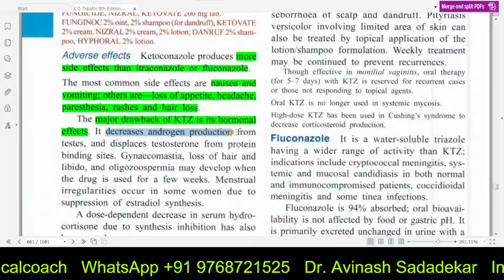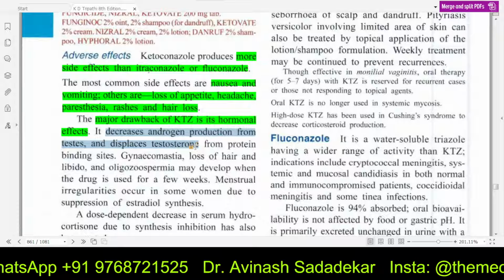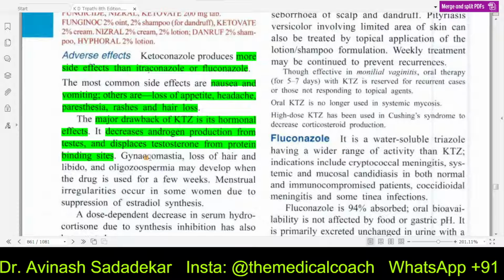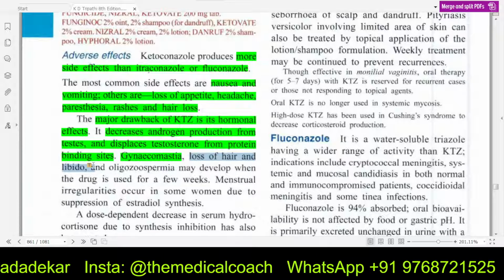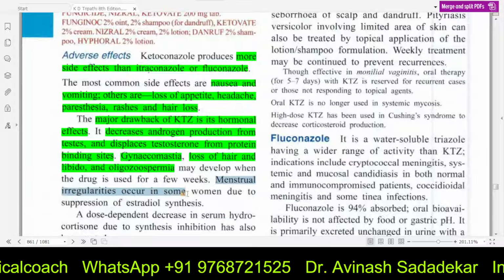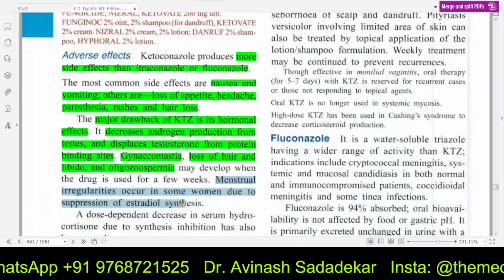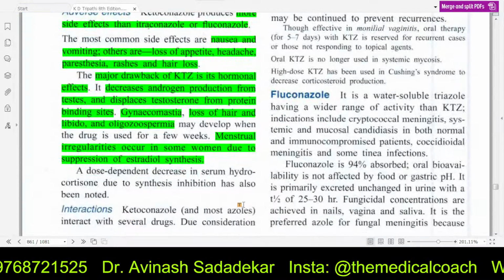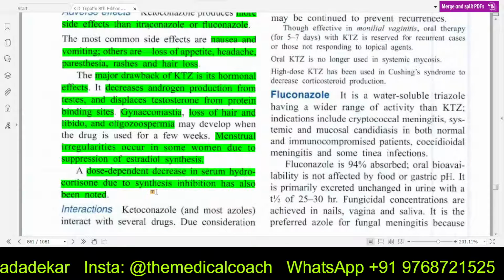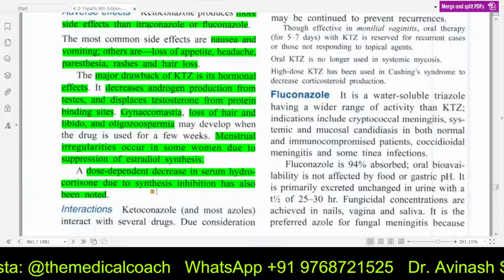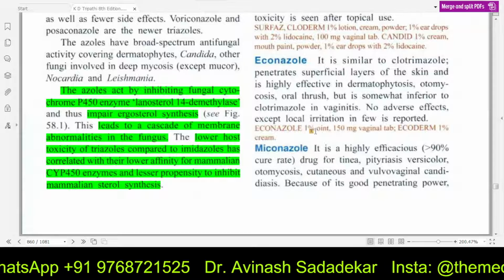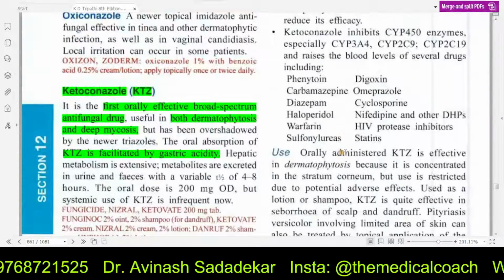It decreases androgen production from testes and displaces testosterone from its protein binding site, which means the males will now not have active testosterone. Gynecomastia, loss of hair and libido, and oligozoospermia can happen within a few weeks. In females, it is known to cause menstrual irregularities because of suppression of estradiol synthesis. Plus, a dose-dependent serum hydrocortisone level decrease is seen because of synthesis inhibition. You don't have to do all of these things.